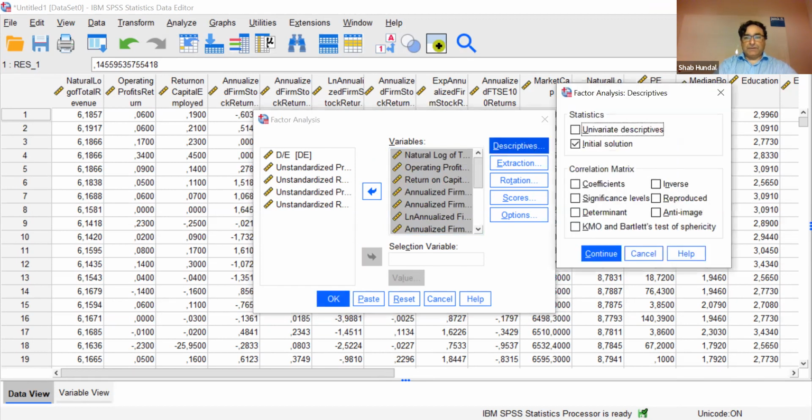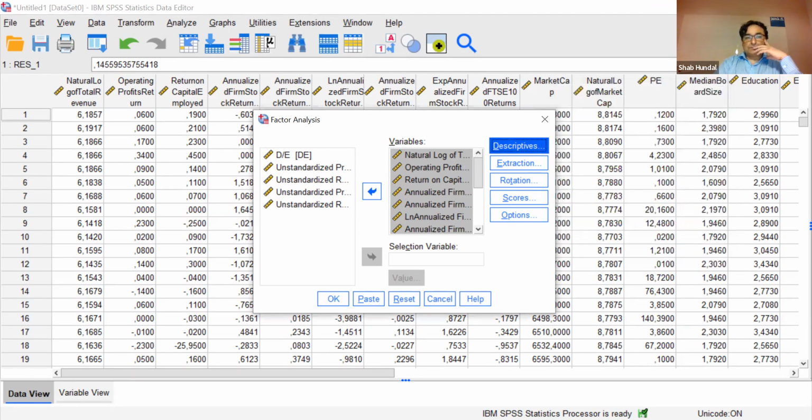And in the descriptives, you know, the descriptive statistics, the mean, median, these kind of things. In the descriptive statistics, we click univariate descriptives, and we unclick the initial solution. We don't need any initial solution. And then we can put KMO and the Bartlett test. Don't ask me what they are, but you will learn what they are. Continue.